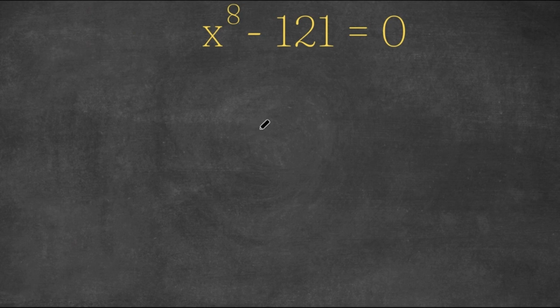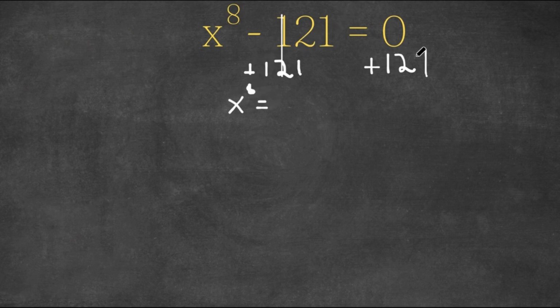In today's video, I'm going to be teaching you guys how to solve this exponential equation. So we have x to the power of 8 minus 121 equals 0. So what we're first going to do is we're going to add 121 on both sides to isolate x. We want to isolate x, so we're going to get rid of the negative 121 on this side. So these two cancel out because 121 minus 121 is 0, so we're left with x to the power of 8 equals 0 plus 121, which is simply 121.